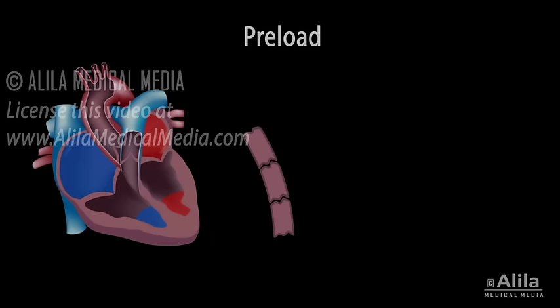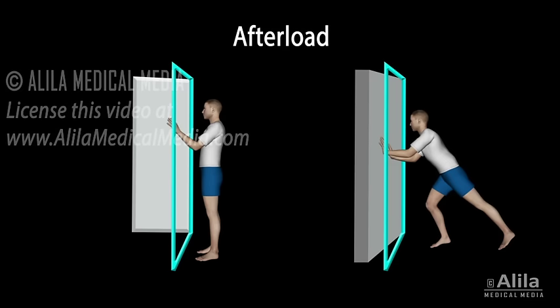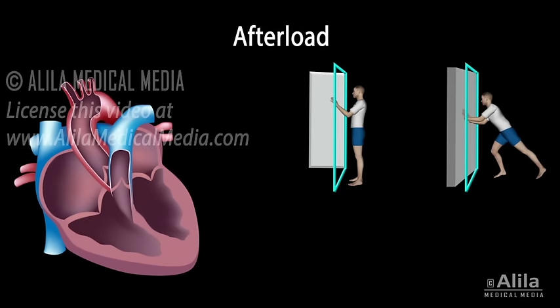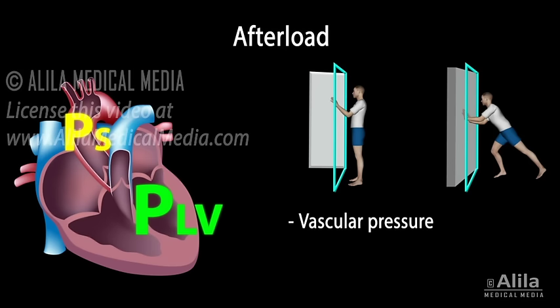Afterload, on the other hand, is the resistance that the ventricle must overcome to eject blood. Afterload includes two major components: vascular pressure. The pressure in the left ventricle must be greater than the systemic pressure for the aortic valve to open. Similarly, the pressure in the right ventricle must exceed pulmonary pressure to open the pulmonary valve.